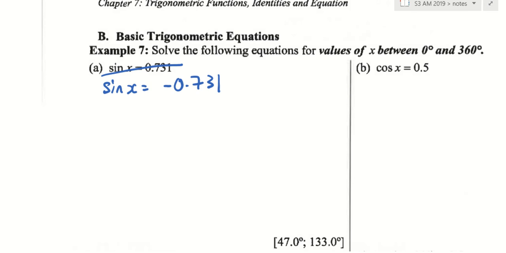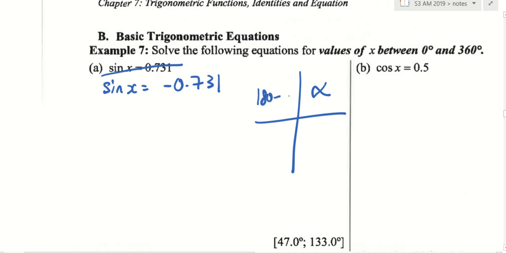Wait, I answer a more crucial question. Now, always remember, first quadrant is alpha. Second quadrant is 180 minus reference angle. Third quadrant is 180 plus reference angle. Last quadrant is 360 minus reference angle. Okay, so always remember that. What's your question? Sorry.